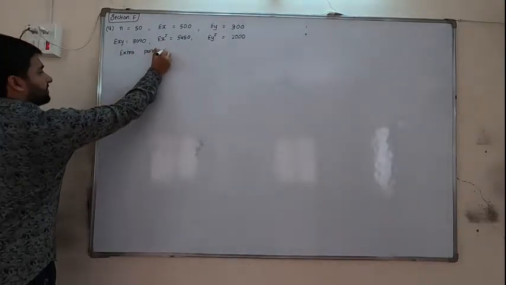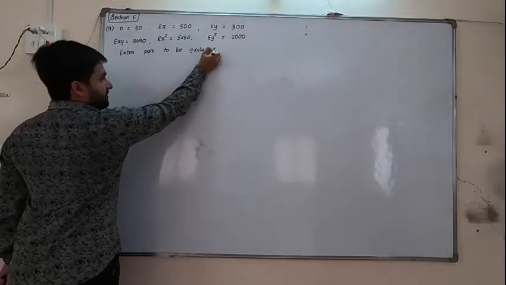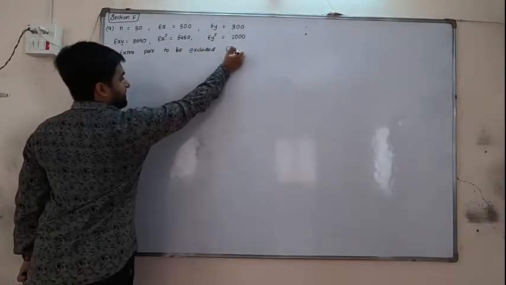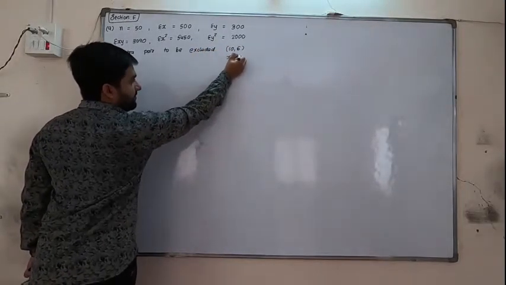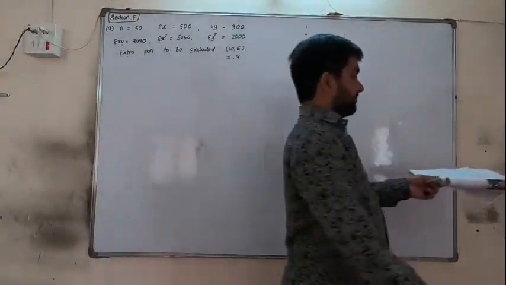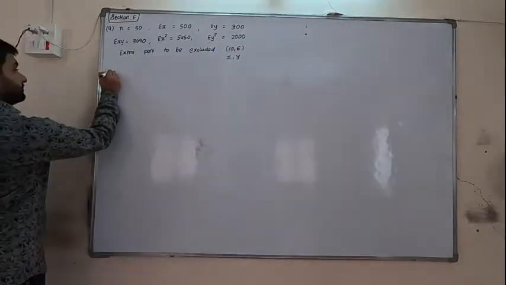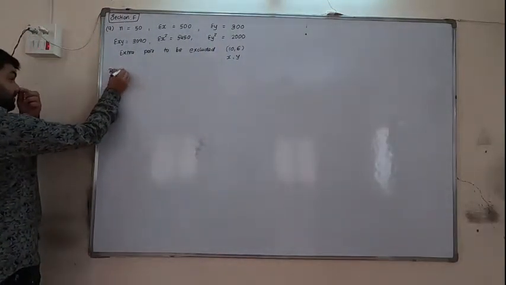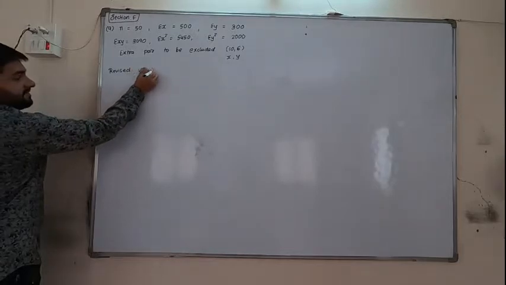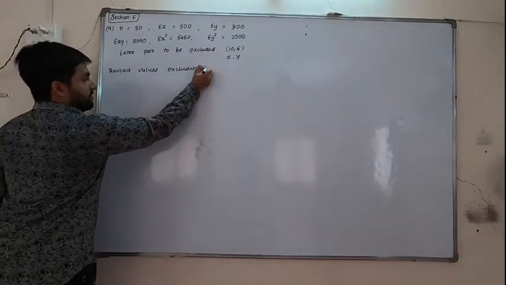After that we will write the extra pair to be excluded: 10, 6. Now this will be for x, this will be for y. Now first we will find the revised values excluding the pair.